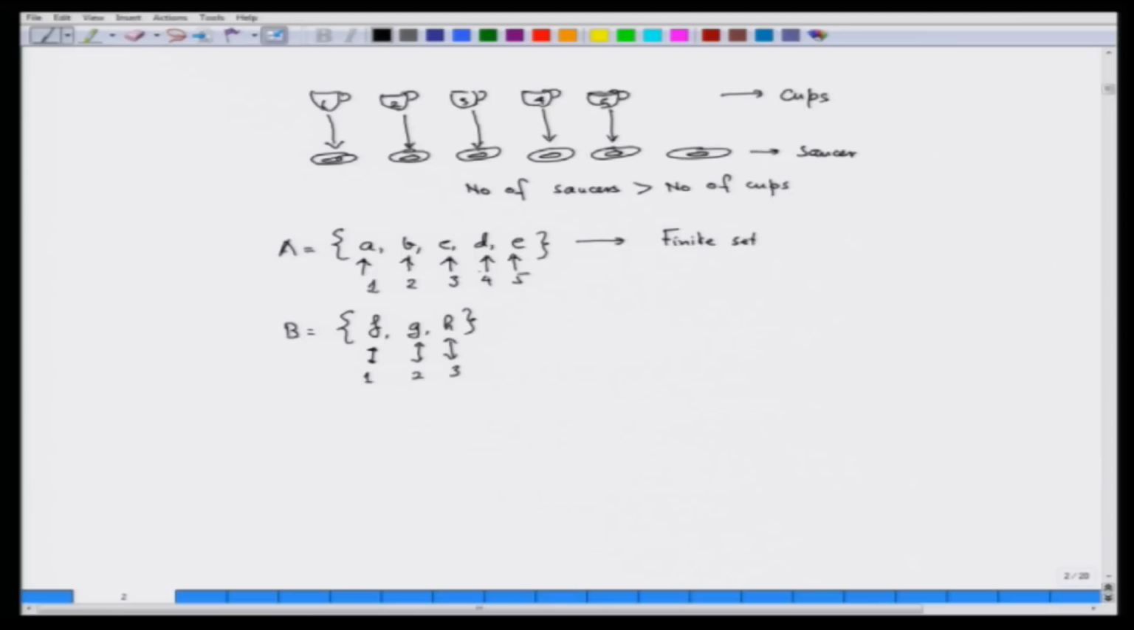The amount of elements in a set is called the cardinality of the set. So, the cardinality of this set A here is 5, and for this set the cardinality of B is 3. So, the cardinality of A is more than the cardinality of B, so A has more elements.